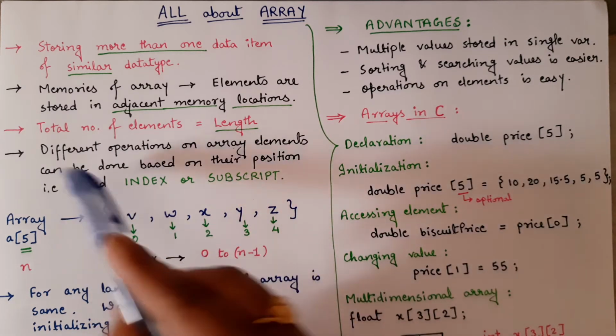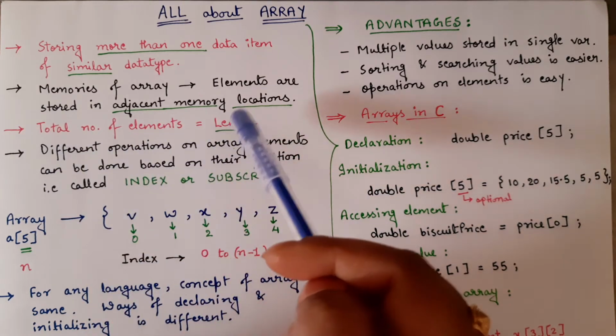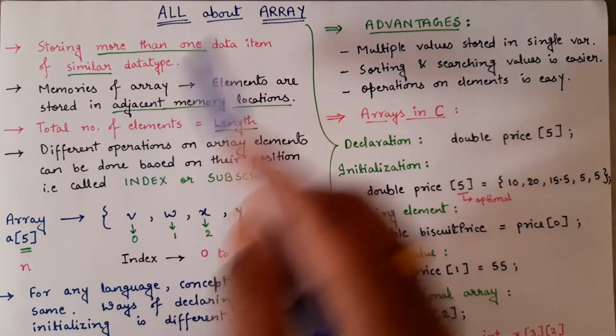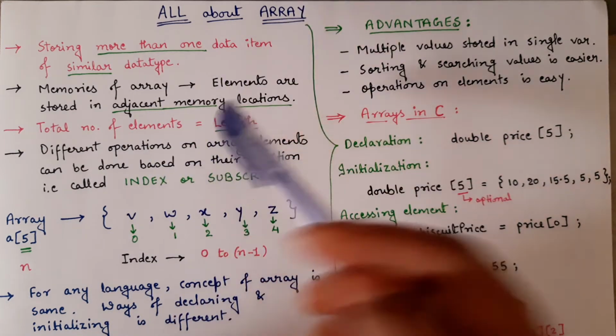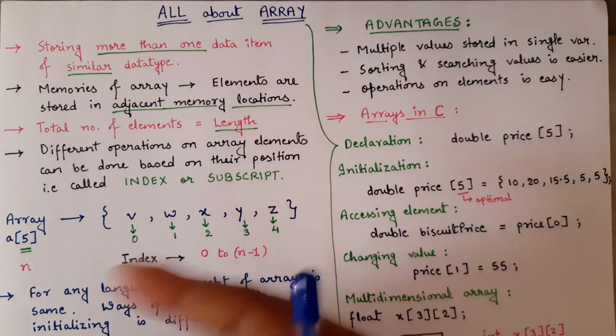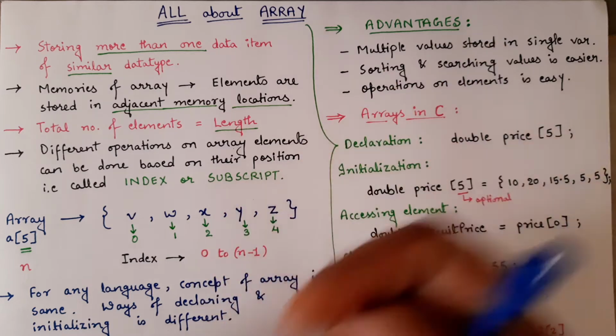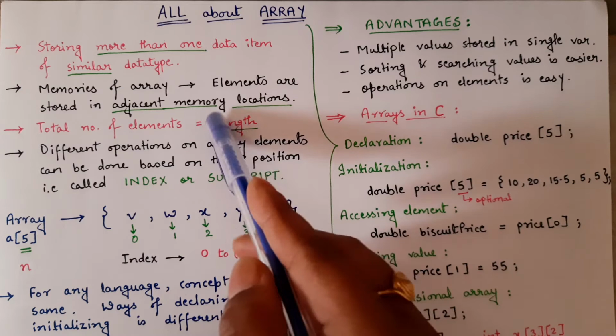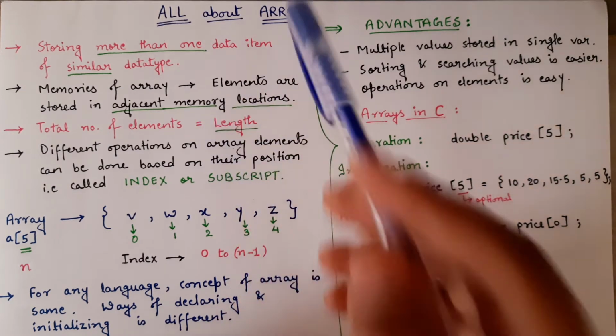Now, the total number of elements is equal to the length. The total number of elements that we are storing in an array is known as the length of the array. So if we are storing 5 elements, the length of the array will be 5. If we are storing 10 elements, the length will be 10, like that. So we call it the length of the array.